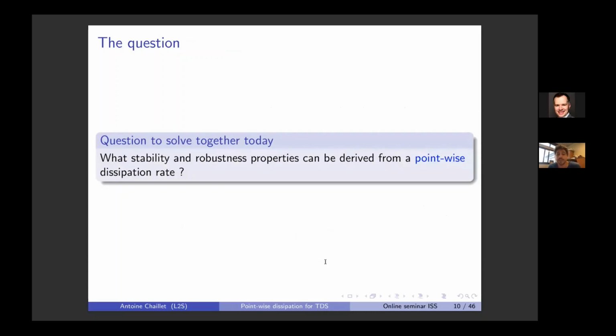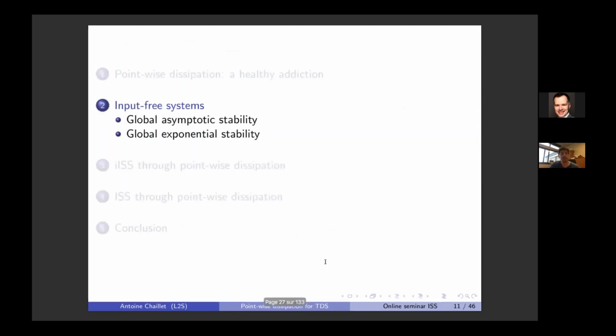So the question is: what stability and robustness properties can be derived if we only have a pointwise dissipation rate? Once again, meaning that the Lyapunov functional dissipates only in terms of x of t, not in terms of x_t or in terms of the whole Lyapunov functional itself. So I will first talk about input-free systems.